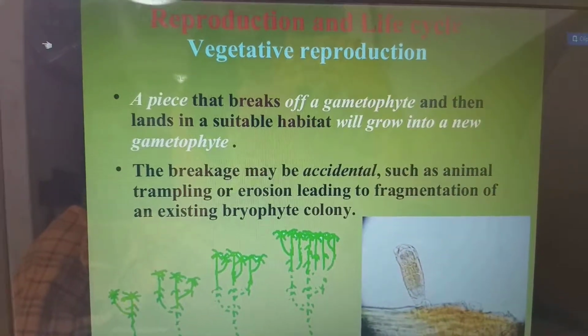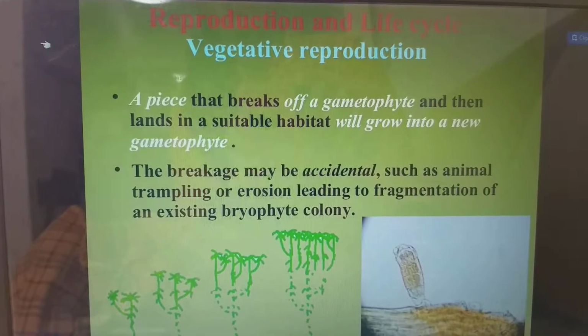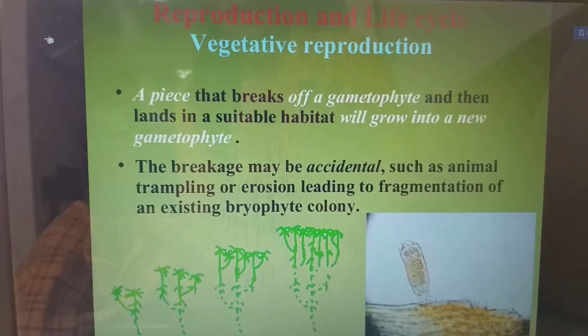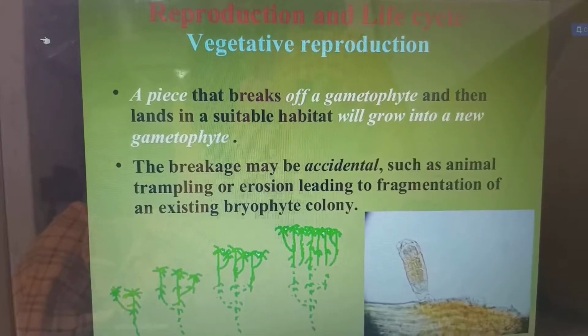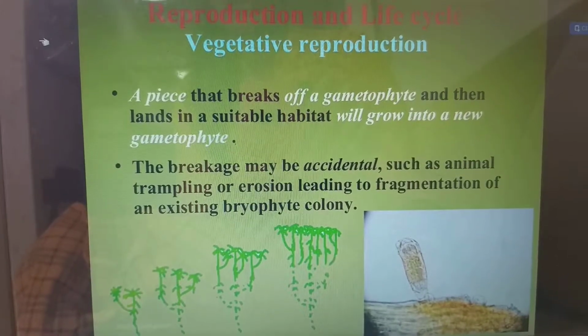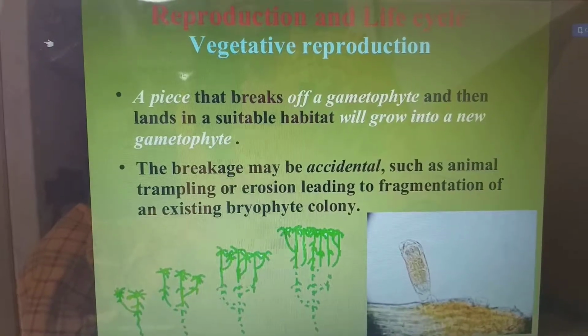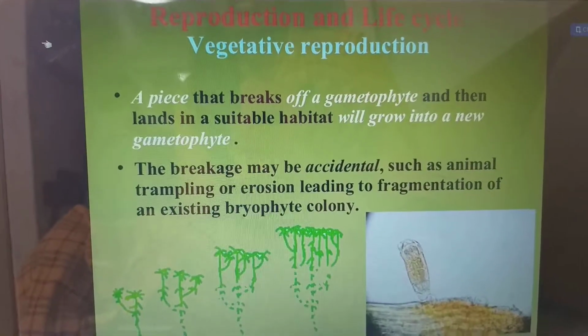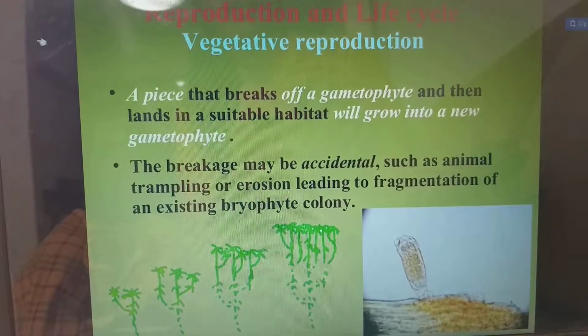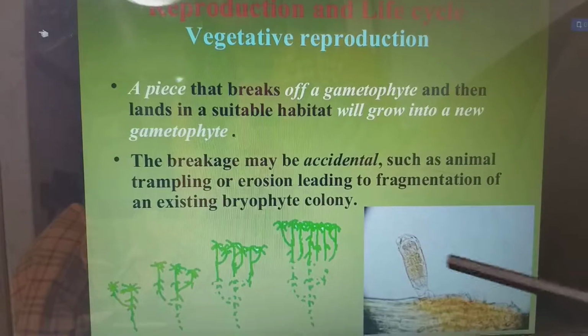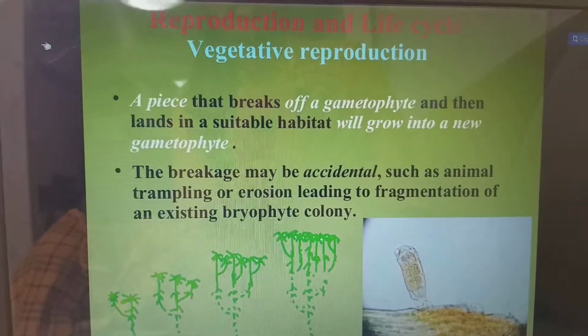Reproduction and life cycle. Vegetative reproduction. A piece that breaks off a gametophyte and lands in a suitable habitat will grow into a new gametophyte. The breakage may be accidental, such as animals trampling or erosion, leading to fragmentation of an existing bryophyte colony. So, for example, this is a bryophyte colony. Any breakage will lead to the formation of a new bryophyte.